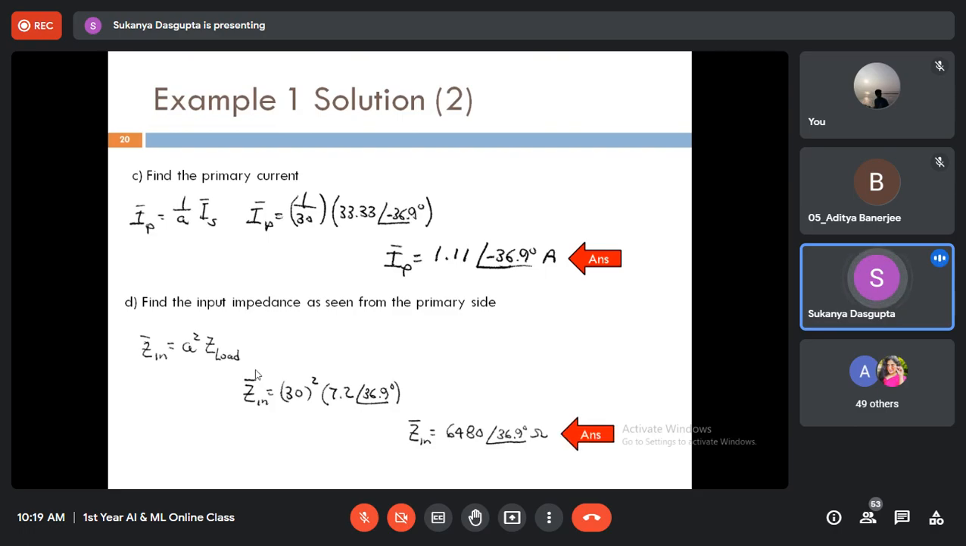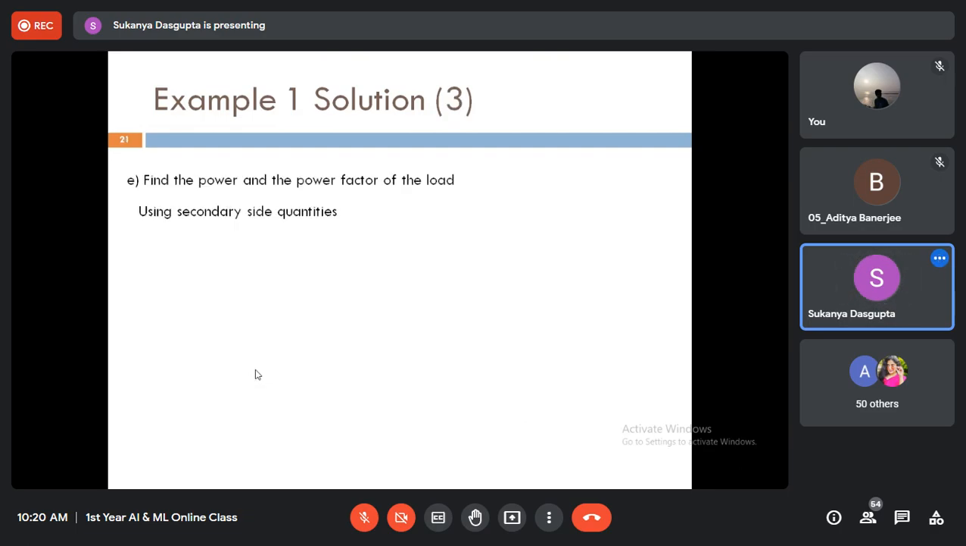And then the input impedance as seen from the primary side. Input impedance referred to primary side. As seen from the primary side means referred to primary side. So referred to primary side means always the impedance multiplied by the square of the turns ratio. So it's 6480 angle 36.9 degree.